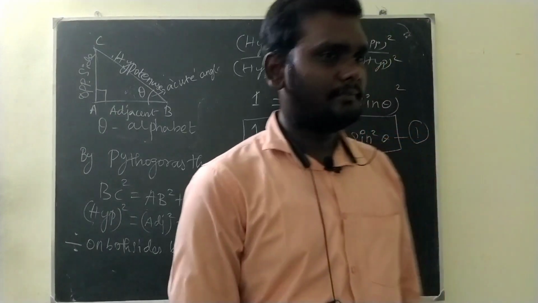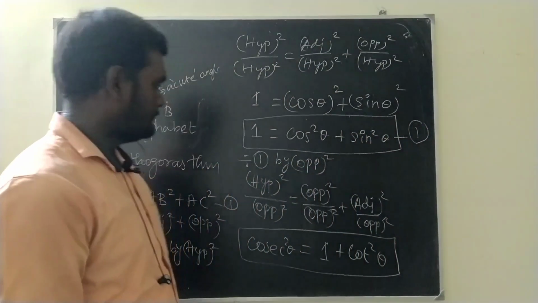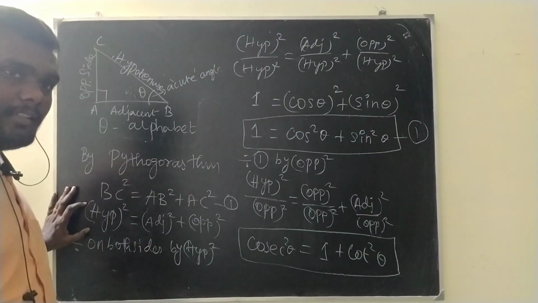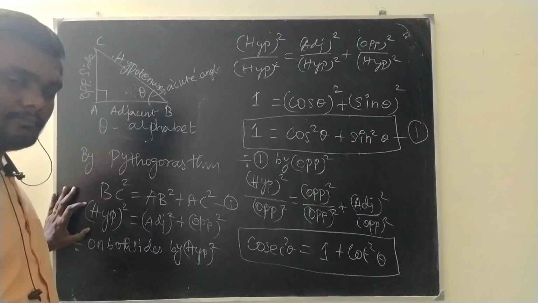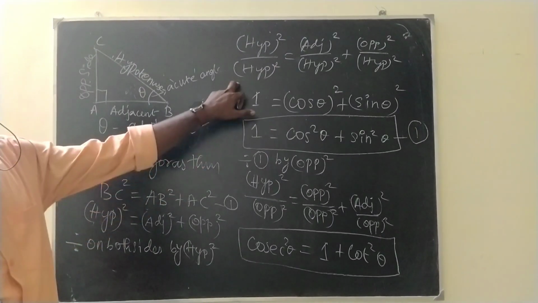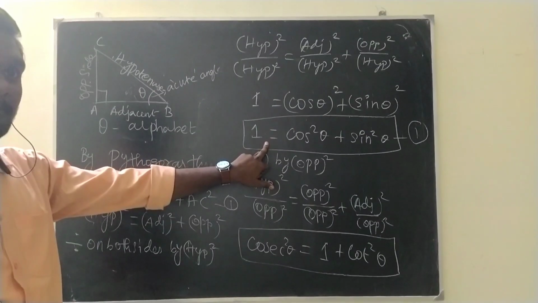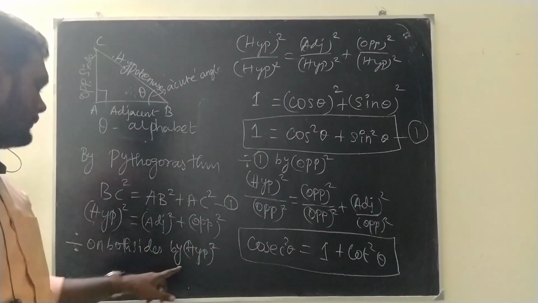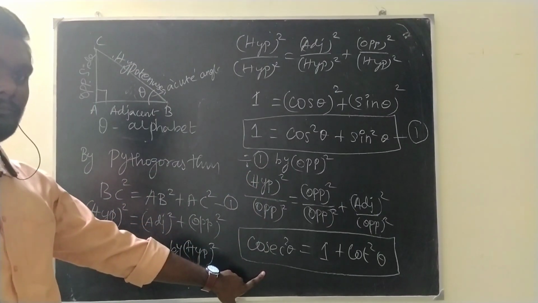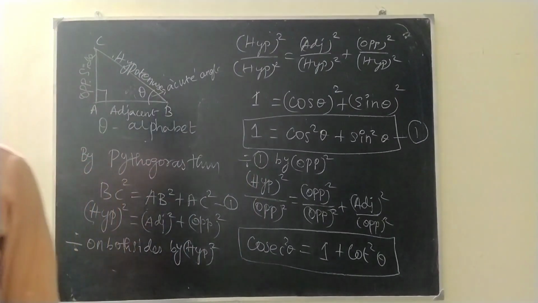Question. This equation is there. I divided this by hypotenuse square, I got one identity. And again I divided this by opposite side square, I got another identity. Then do it fast.